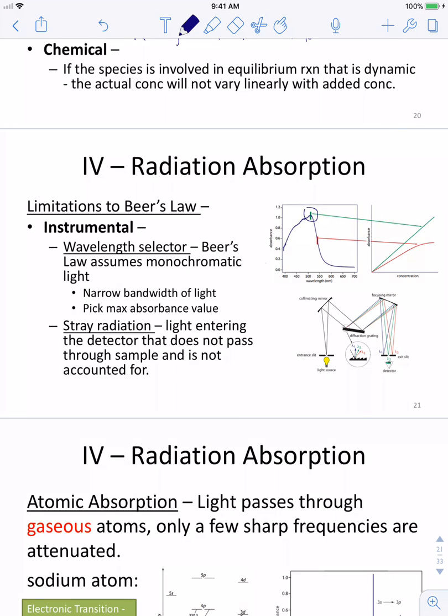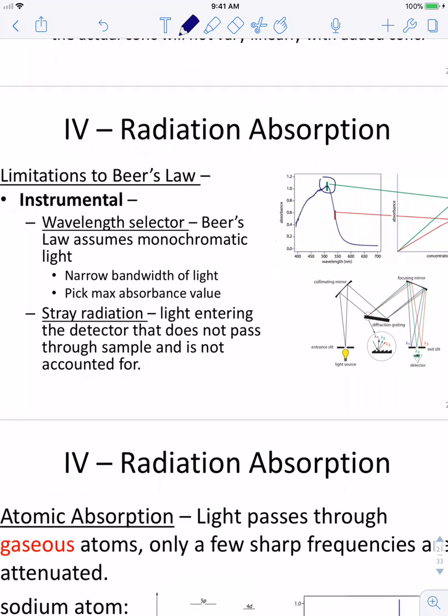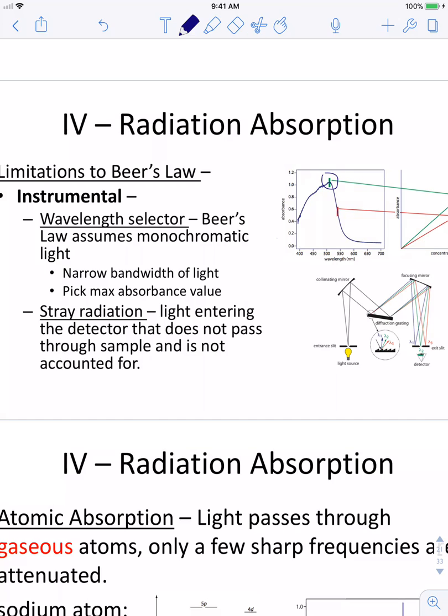All right, also we have what's called stray light, stray radiation, so light entering the detector that does not pass through the sample, and this is not accounted for. So typically we do these things in the dark, and we have some kind of cover over it so that light from the window or a fluorescent bulb doesn't get to the detector, and we count that as light that we are not absorbing.